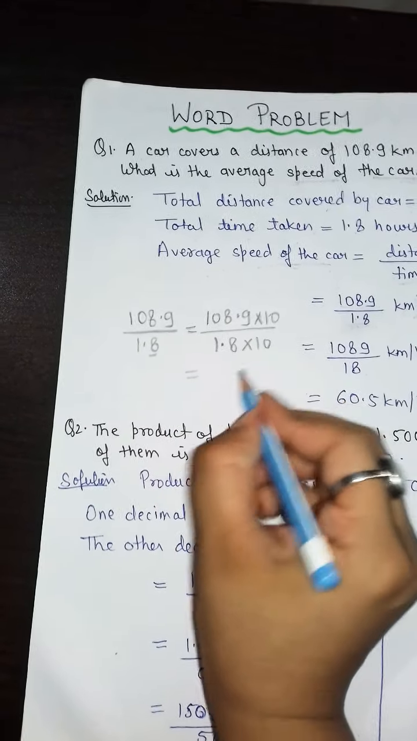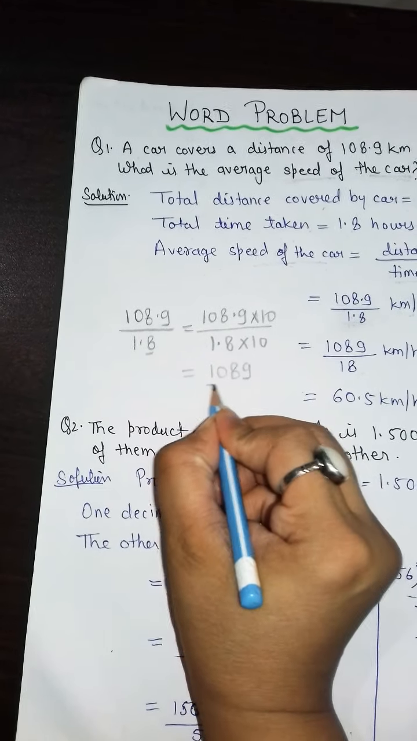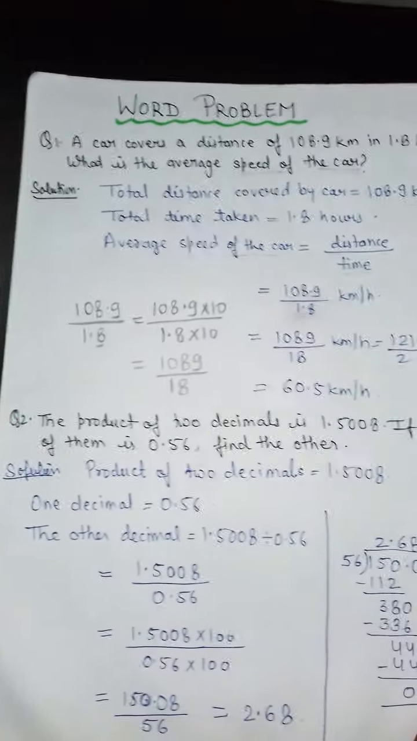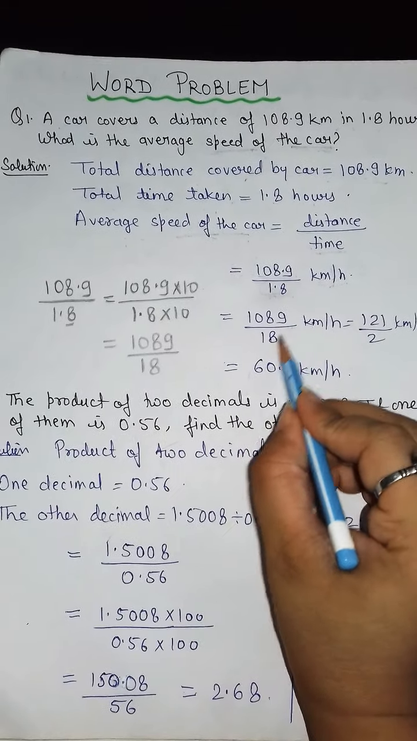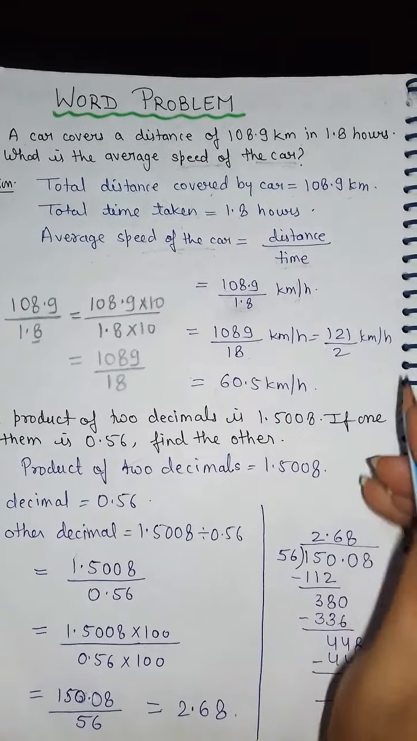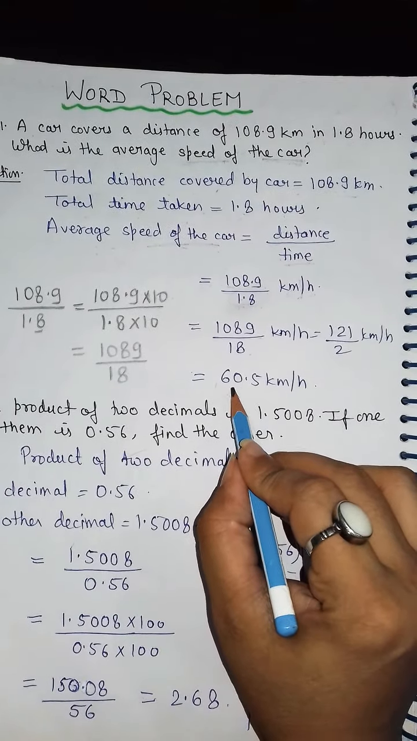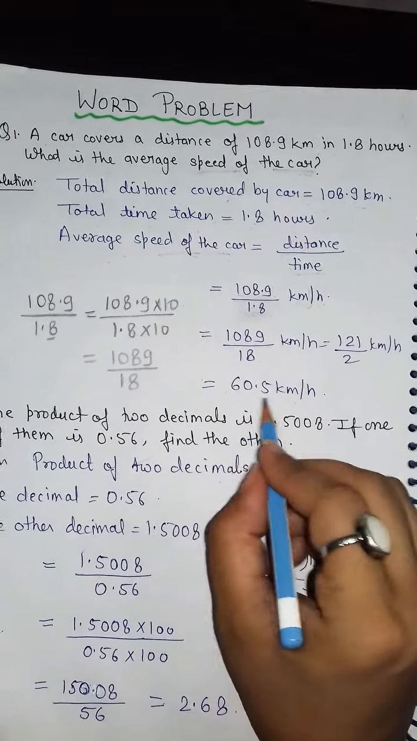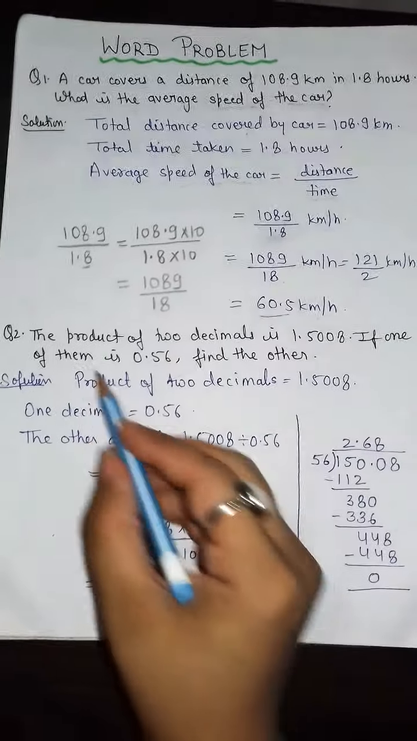Now multiply. The answer is 1089 upon 18. Now divide 1089 divided by 18 kilometer per hour. Right? And the answer is 60.5 kilometer per hour. Average speed of the car is 60.5 kilometer per hour.